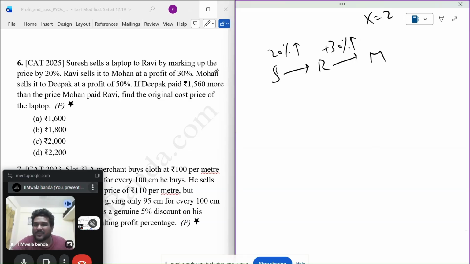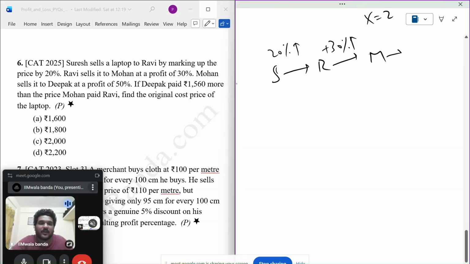Again, this is the same language, na? Marking up something by 20% or having a profit of 20% or increasing the value by 20%, ramping up the value by 20%. Everything means increase, right? So don't get into the nitty-gritties of it. Just understand what is happening.